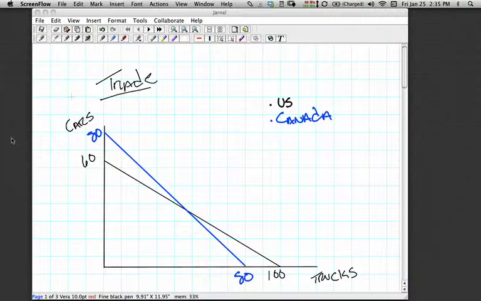The idea that in order to choose one course of action, let's say make more trucks, given our PPF, we have to give up a certain amount of cars. And so that alternative that we give up becomes the opportunity cost of producing trucks. We're going to extend that conversation now into the realm of trade. And the only thing that changes here is we bring another participant into the marketplace.